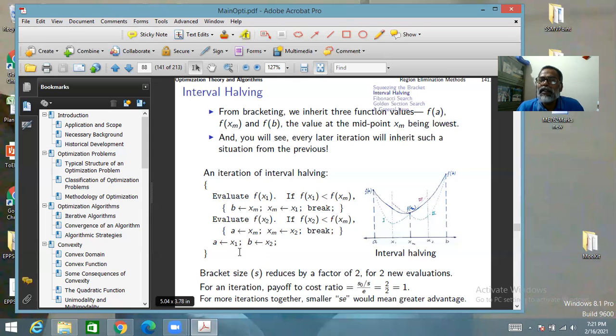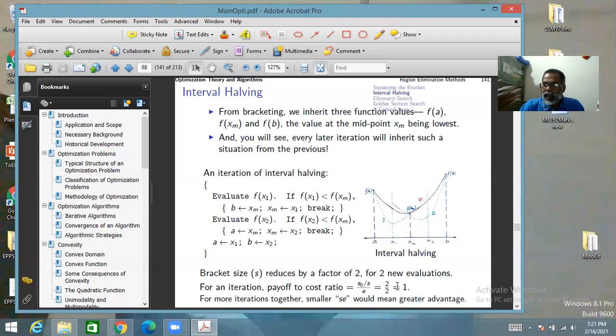In any of the three cases, you come out with a half size interval compared to earlier. So this is what is called the method of interval halving. In every iteration, you halve the interval, either the initial half or the last half or the middle half. So the bracket size reduces by a factor of 2, and you need to make 2 evaluations for it: one at the first quarter, one at the third quarter. So payoff to cost ratio: reduction factor is 2, number of evaluations 2, so 1. Fair enough.